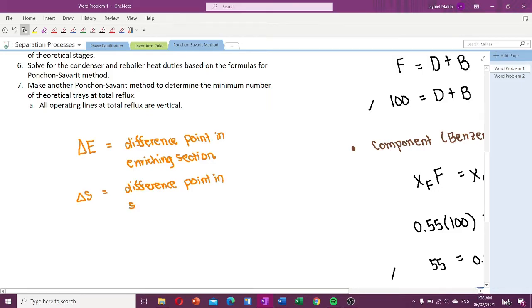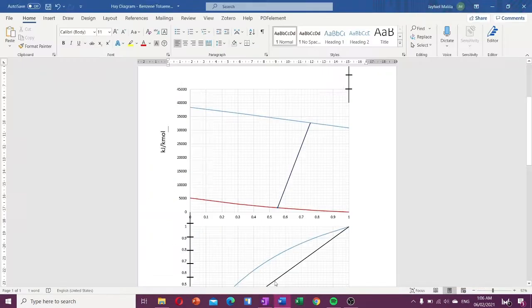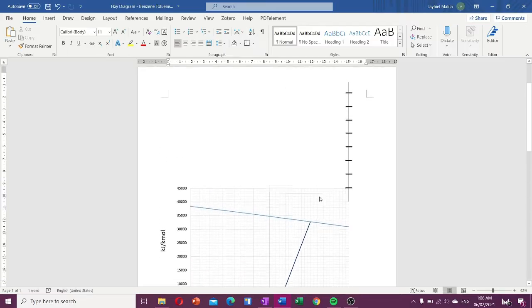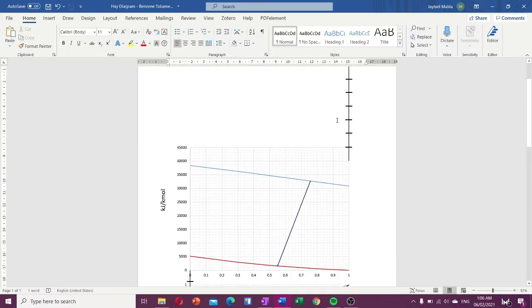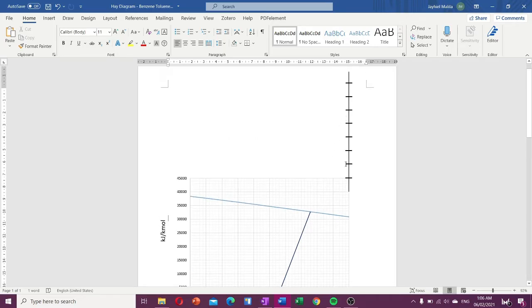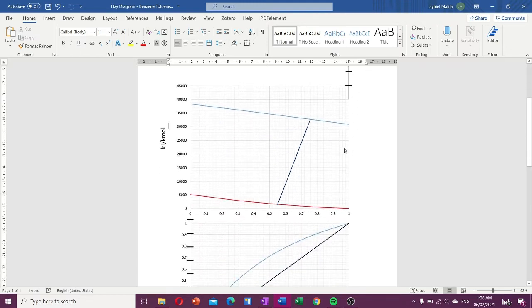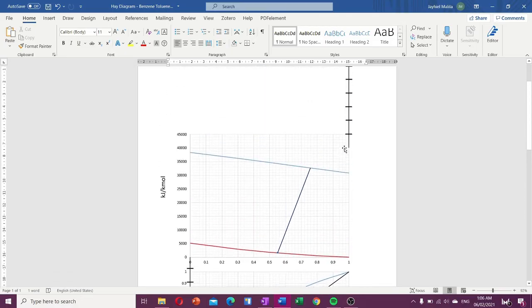So we are looking for not the delta E, not the delta S, but the delta E min, so the minimum value of the delta E. We can only do that by extending the tie line that we have created here, until such time that it will touch the calibration that I have done here. I think I forgot something.